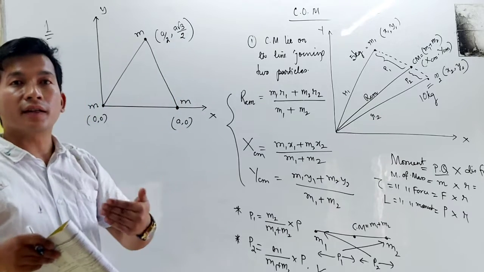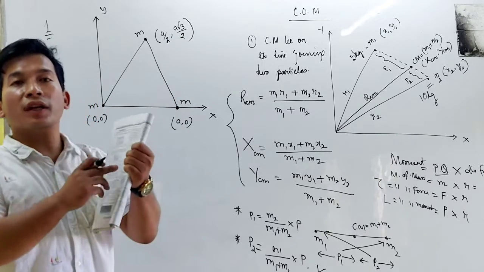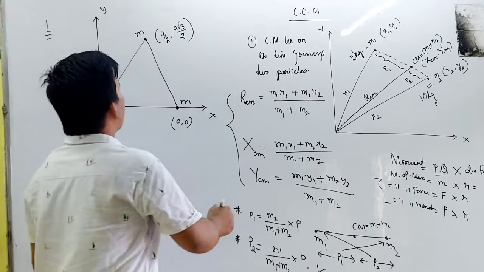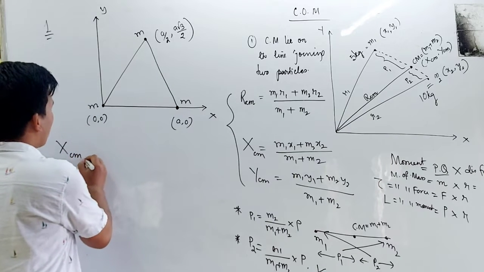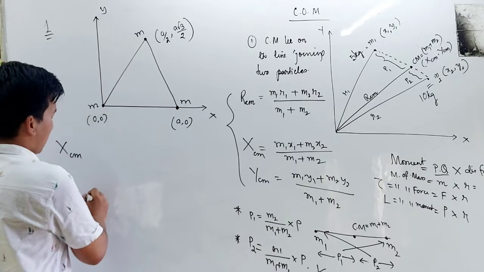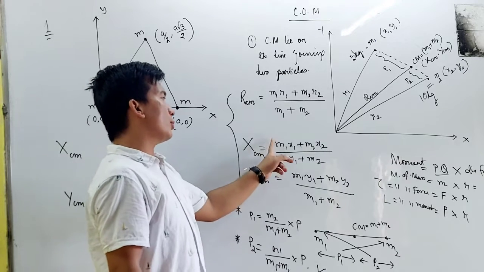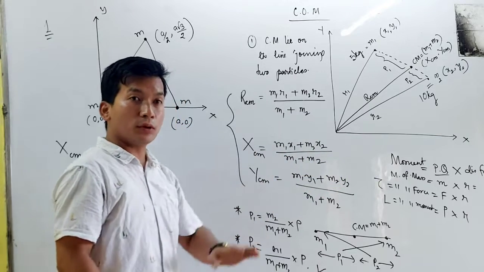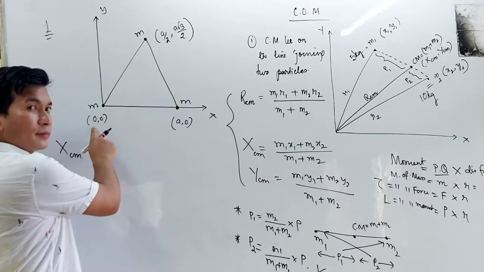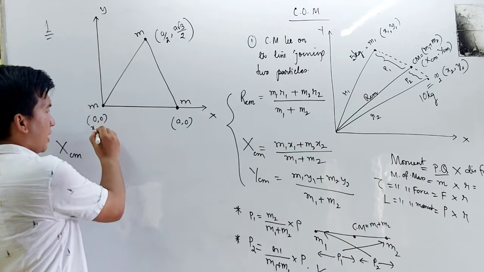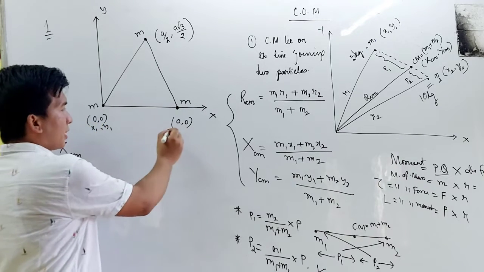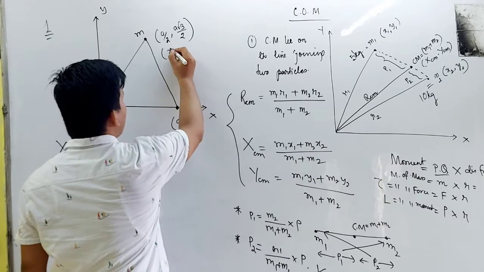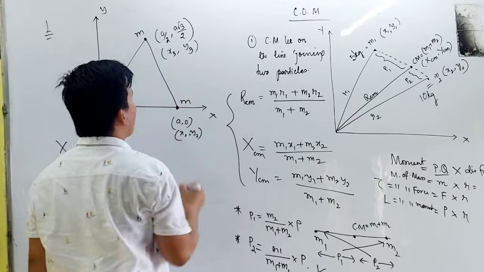And what is being asked here? Find the coordinates of the center of mass. That means we have to find out your xcm and ycm. Here we are going to use this formula: m1x1 plus m2x2 divided by m1 plus m2. Let me put it like this. This is x1, y1. This will be your x2, y2. This is x3, y3.